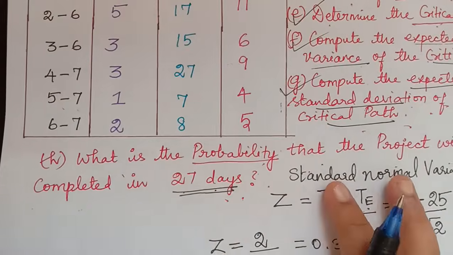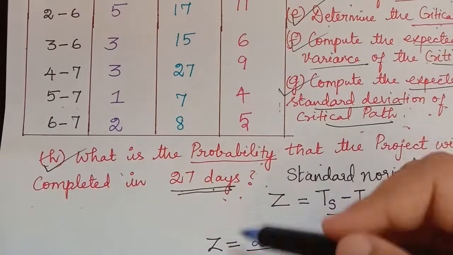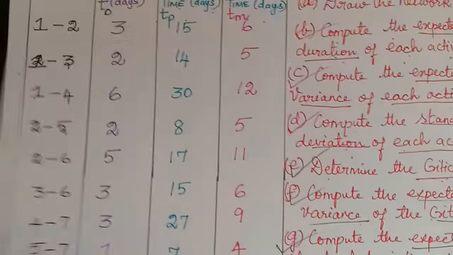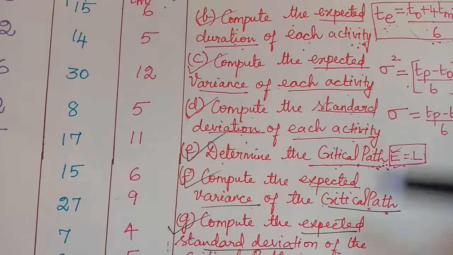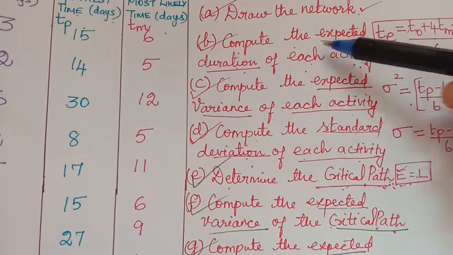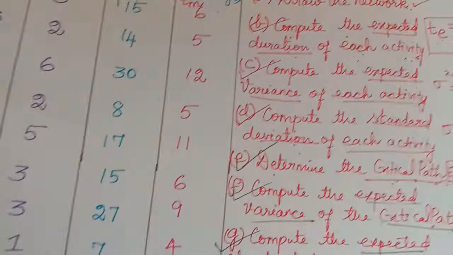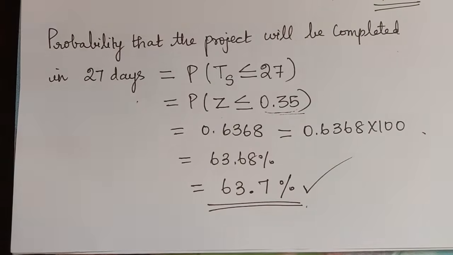So we have completed all the subdivisions of this question. I hope you have understood the complete PERT analysis. So as per the required question, you form the table. Whatever is asked here, according to that you form the table and you complete it. I hope you have understood the PERT analysis.